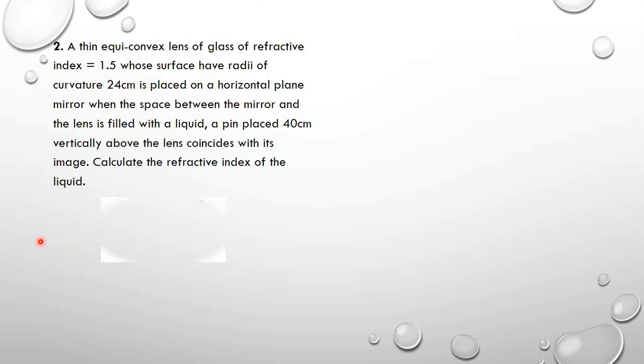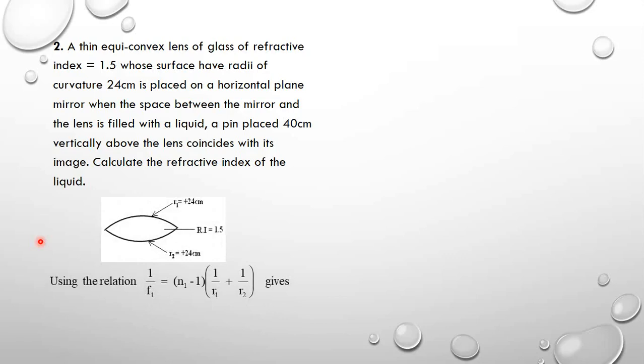So we shall get it using the formula, 1 over F1 is equal to (N1 minus 1) into brackets 1 over R1 plus 1 over R2. Remember R1 and R2 are equal, so it is equal to 24. So we shall put 24 here, then this is 1.5, we shall get F1. So our F1 is going to be 24 centimeters. That is the focal length of the convex lens, the equiconvex lens. Now, the focal length of the combination is actually the 40.